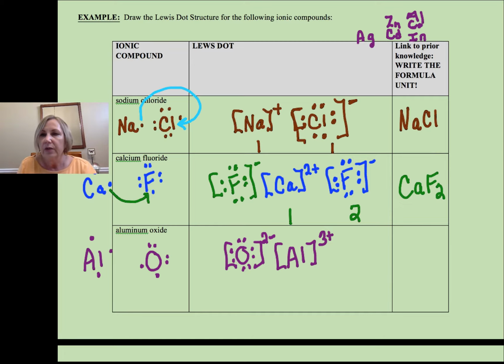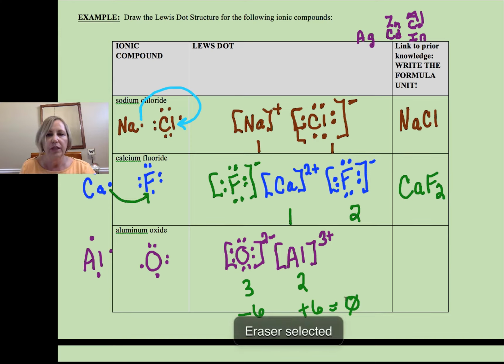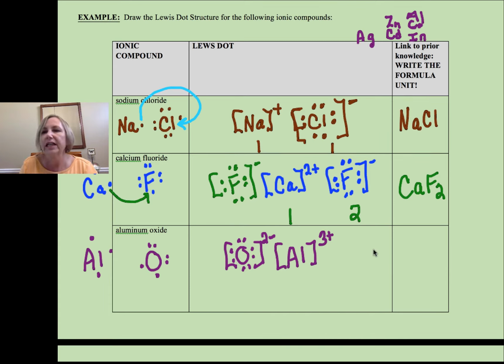Okay? So now I want to make a neutral formula unit. The least common multiple of 2 and 3 is 6. So I'm going to need to draw 3 of my oxides, and I'm going to need to draw 2 of my aluminums. That would give me minus 6 and plus 6, which will give me a neutral formula unit. Okay, so I need this space. I wanted to show you that logic clearly.